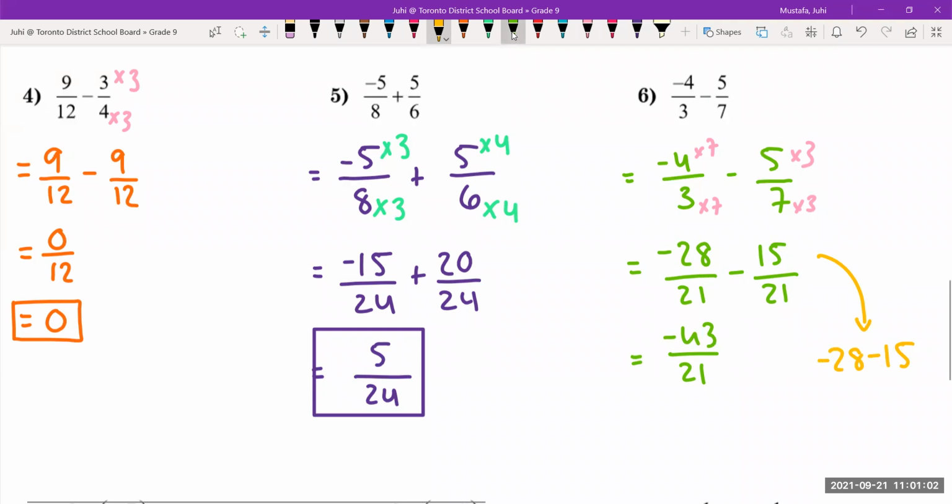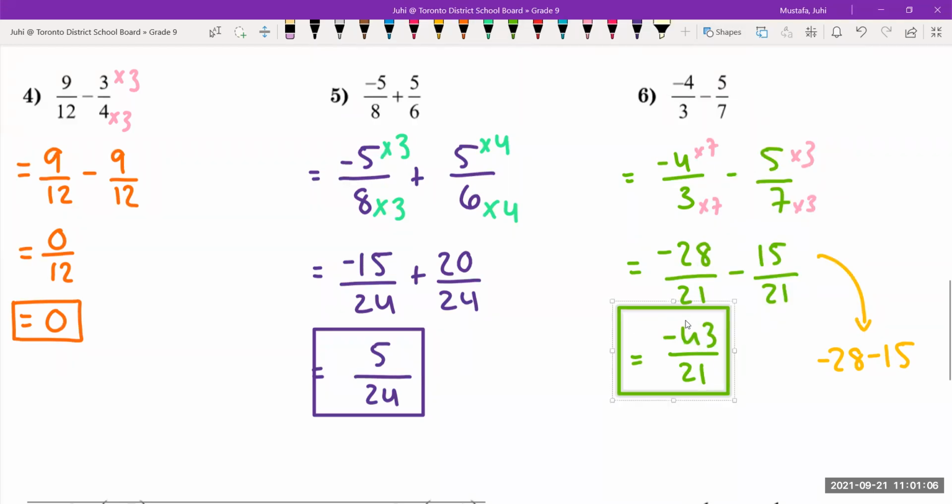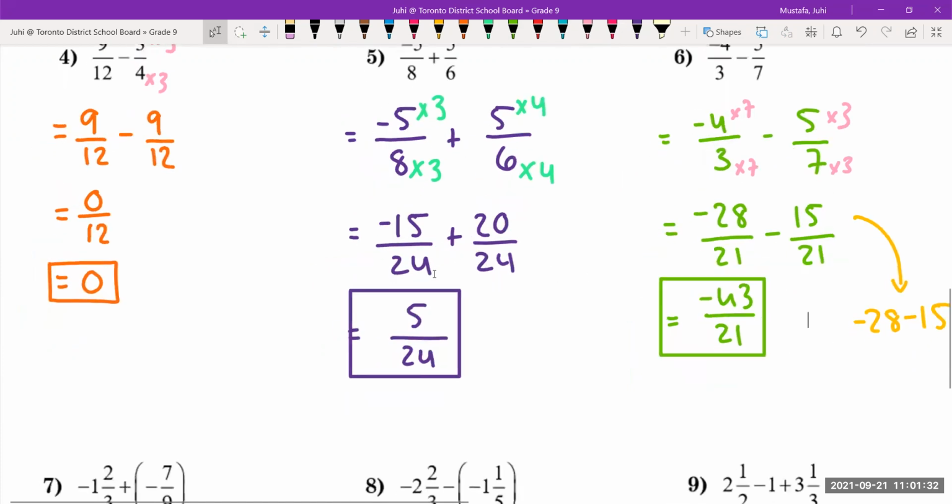Can we reduce negative 43 over 21? Can we reduce it? Yeah. So you made it into a mixed fraction. Okay, if you choose to do that, that's fine. I'm going to keep them as improper, and if you want to keep them as improper, that's fine. I'm just going to leave it as that. But you can't reduce this fraction any further. So we're going to keep going.